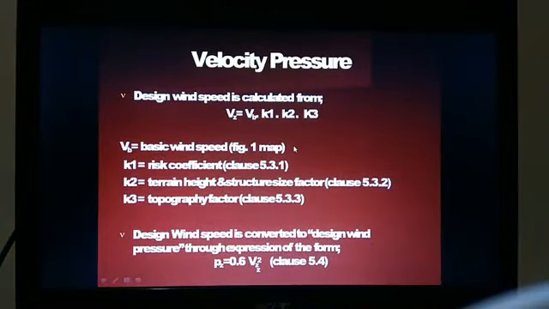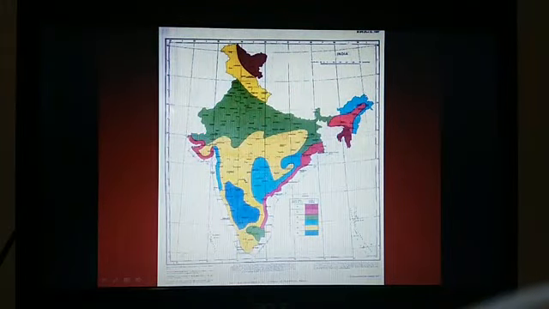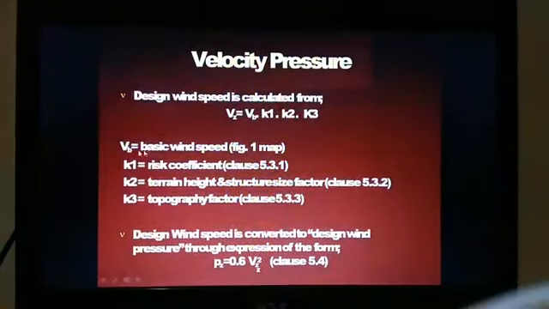So the velocity pressure can be calculated with the design wind speed formula as Vz is equal to Vb K1 K2 K3. Okay, this is the important formula to calculate the wind speed. Okay, let me explain you one by one what is Vb, what is K1, what is K2 and what is K3. So what is Vb? Vb is nothing but basic wind speed which you are going to get from the map. Okay, the value that comes from this map is nothing but Vb, basic wind speed from map.